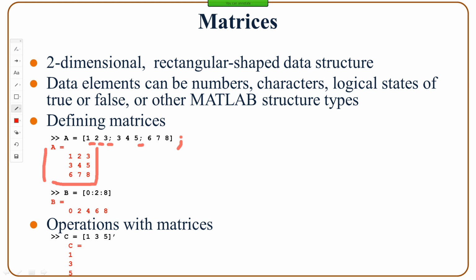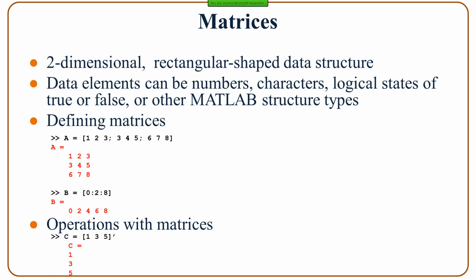Okay. In the other example, I use the colon operator to generate a vector. So this means that we create a vector with elements. The first element is 0 and the last element is 8. And the step between elements is 2. If you want to transpose a row vector into a column vector and vice versa, we use a single quote, and this is the transpose operator.